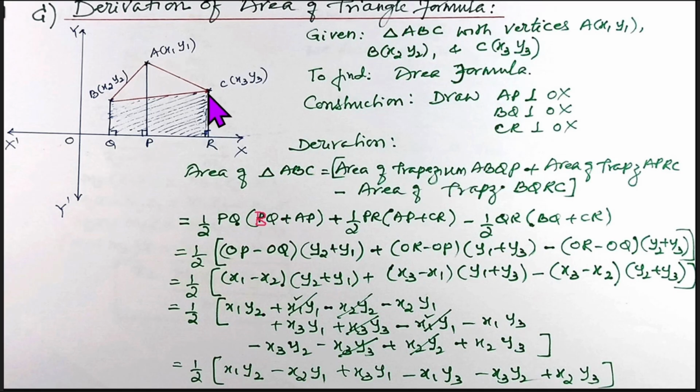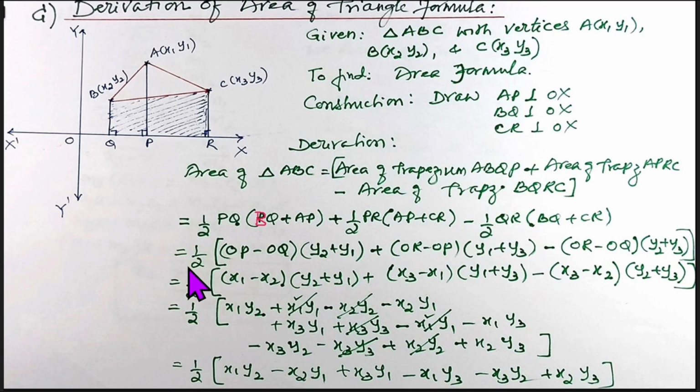Now we have area of trapezium ABQP is equal to half into PQ. The height is PQ here, and the two parallel sides are BQ plus AP. That's what I have written here. Now the area of the second trapezium is half into PR. PR is the perpendicular distance, and the parallel sides are AP and CR. So half into h in the bracket a plus b, and subtracting the area of the third trapezium, the height is QR, and the parallel sides are BQ and CR, so it is BQ plus CR. So that is the area that I have written here. The sum of the two trapeziums' areas minus the area of the third trapezium is written.